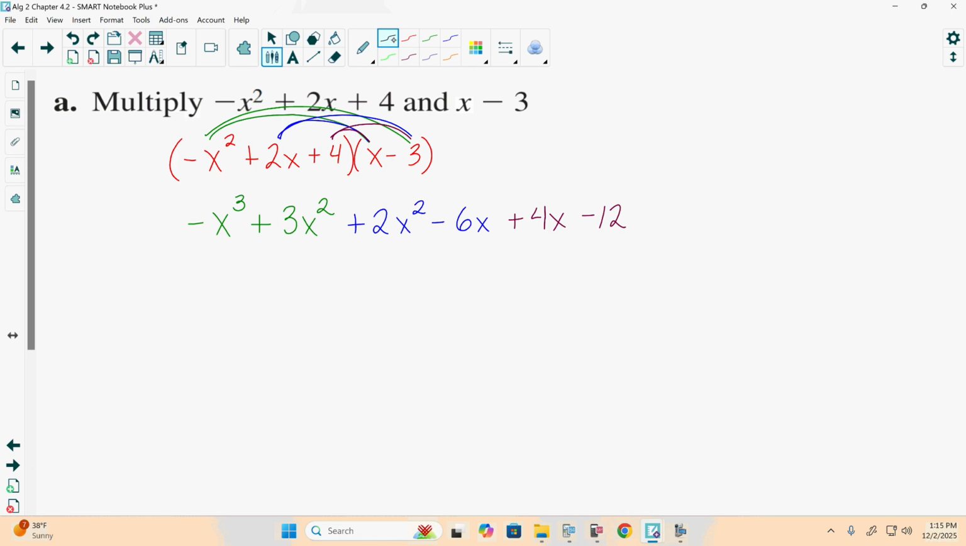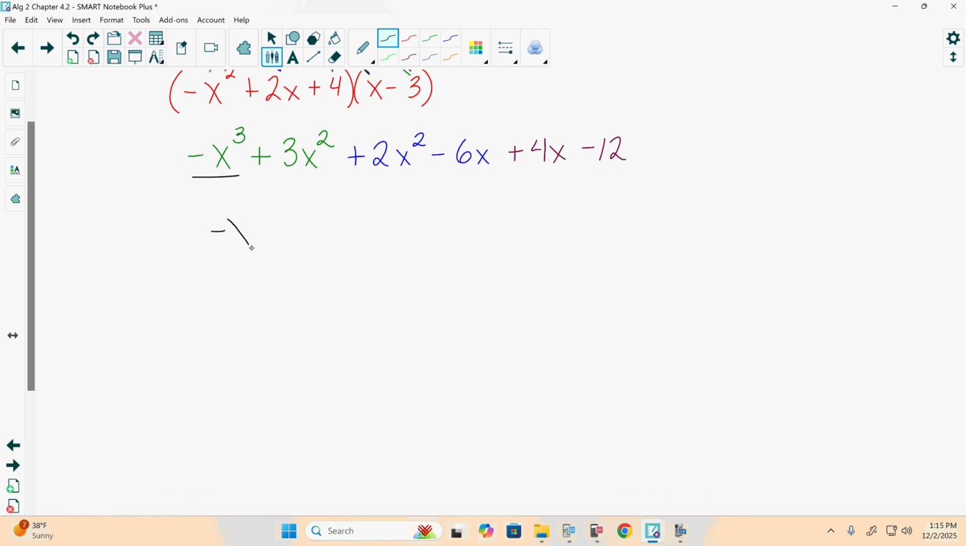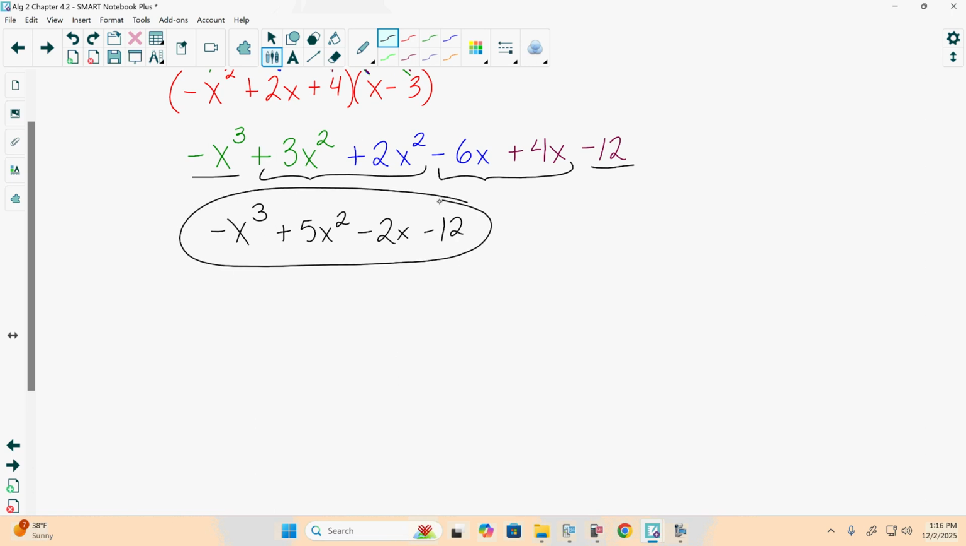Combine like terms. Negative x cubed does not have any like terms, so it's just negative x cubed. Interestingly enough, how this multiplication ended up working, it actually put our like terms next to each other. 3x squared plus 2x squared is going to be plus 5x squared. Negative 6x plus 4x is negative 2x. And lastly, our constant term of negative 12 does not have any like terms, telling us that it's negative x cubed plus 5x squared minus 2x minus 12. Questions on this here?